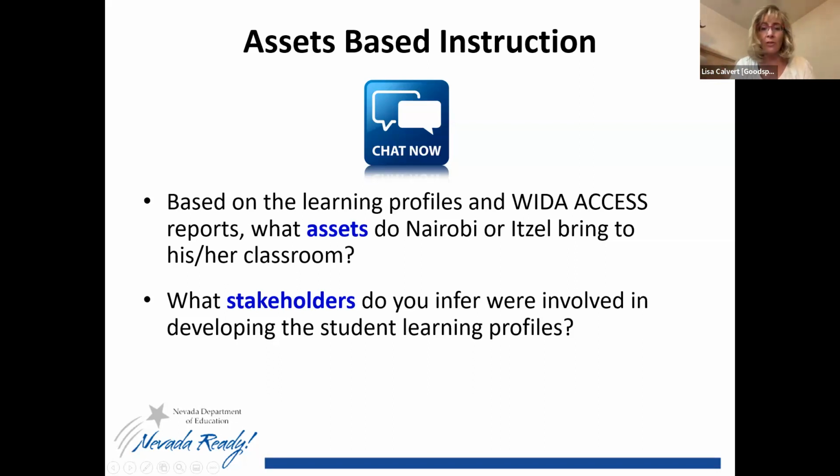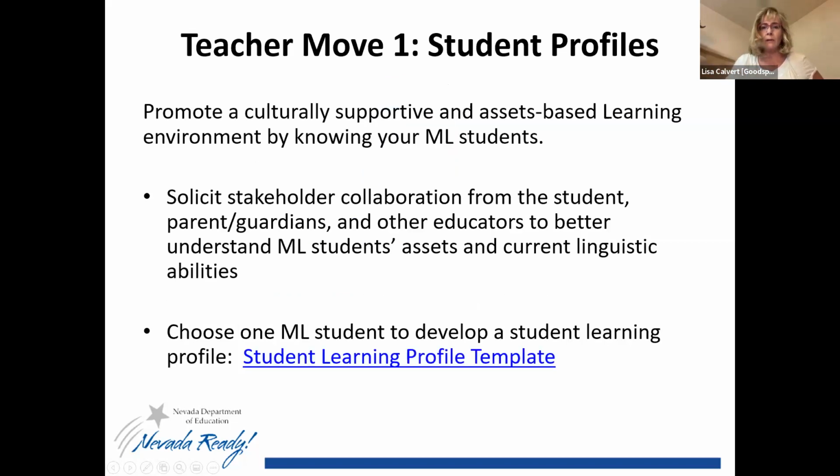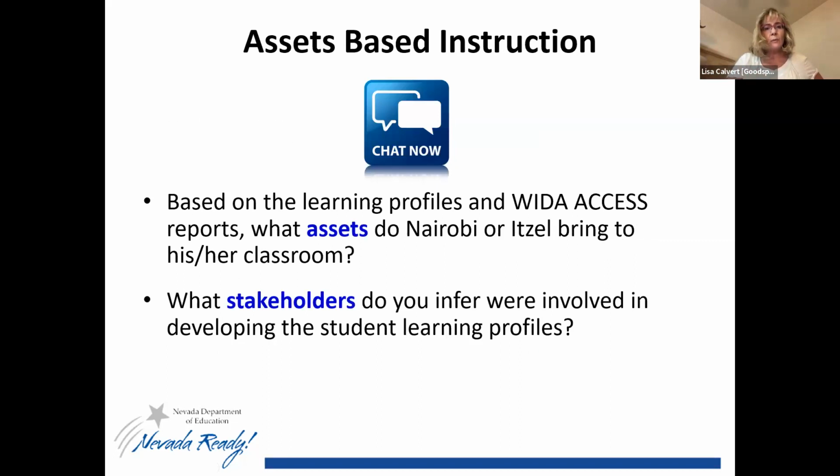So Nairobi is a 3rd grader. He has attended school in the United States. He was born in Nevada, lives with his family in Henderson. He's gone for the past 4 years. He and his older brother have attended the elementary school. He's grown up in a bilingual household. His overall score in WIDA was 3.3.